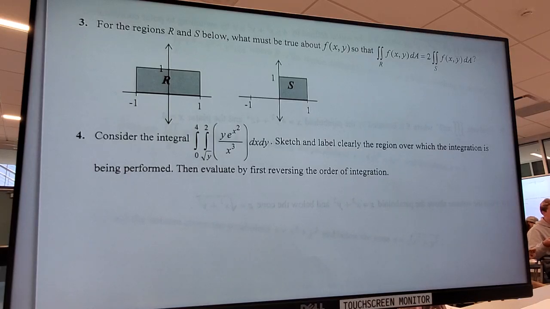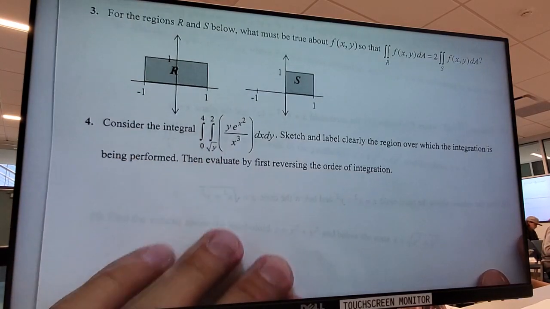Yes? If what you had above this region was part of a dome, of a sphere centered at 0, 0, 0, then you could totally do it. It would be symmetric. Just because the region is symmetric does not mean the function is symmetric. Exactly. Anything else from this guy?